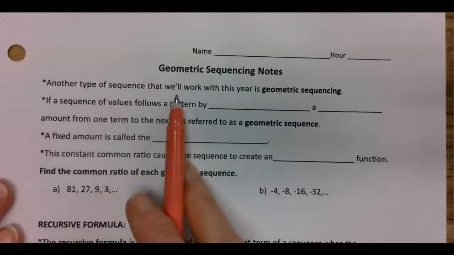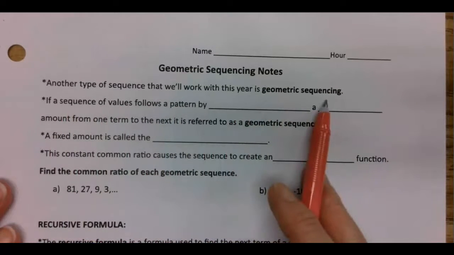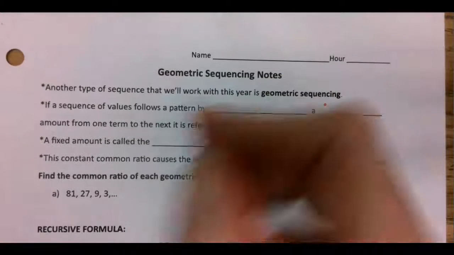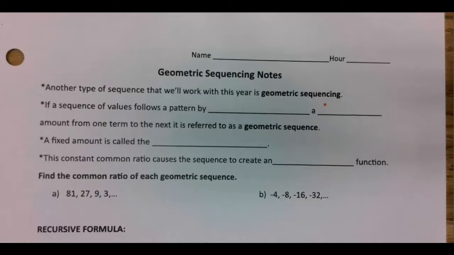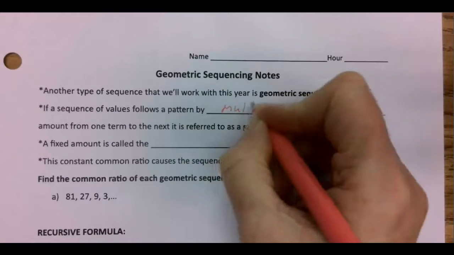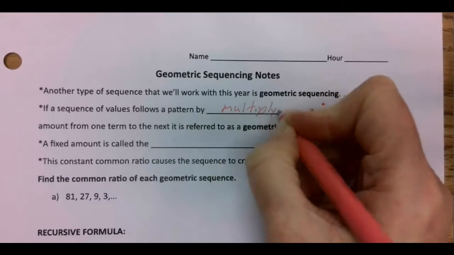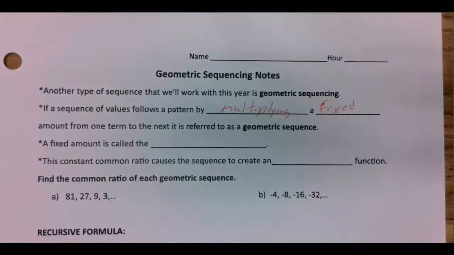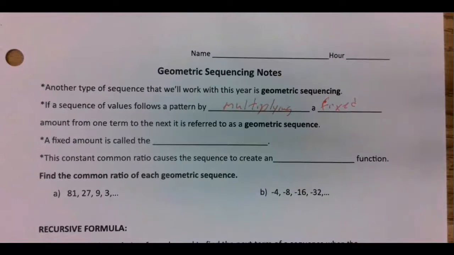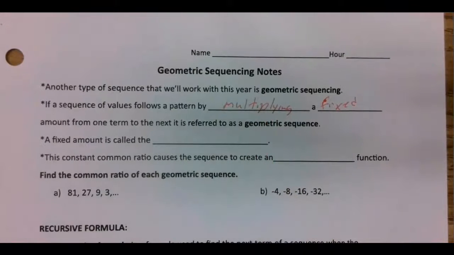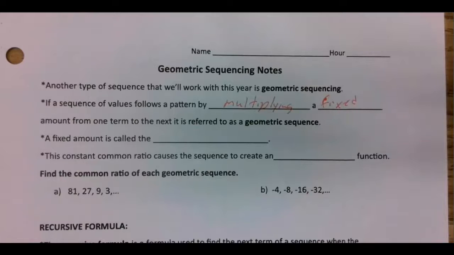So another type of sequence that we'll work with this year is a geometric sequence. If a sequence of values follows a pattern by multiplying a fixed amount from one term to the next, it is referred to as a geometric sequence. So a geometric, you multiply. Arithmetic, you add and subtract.